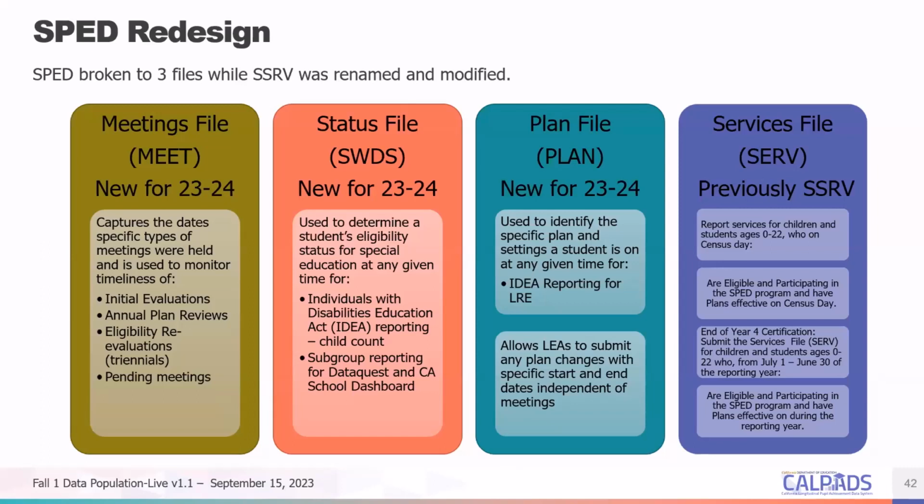Finally, the SERV file type, formerly the SSRV file type, is intended to report services for children and students ages 0 to 22 who are eligible for and participating in the special education program with active plans or will have active plans during the reporting year.